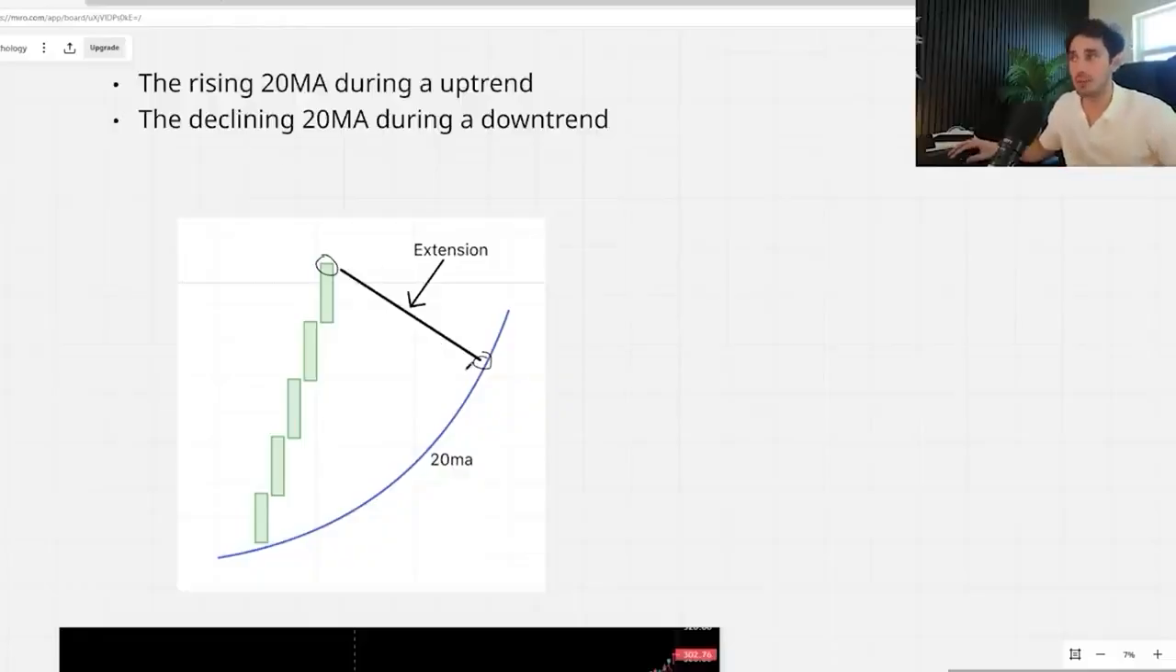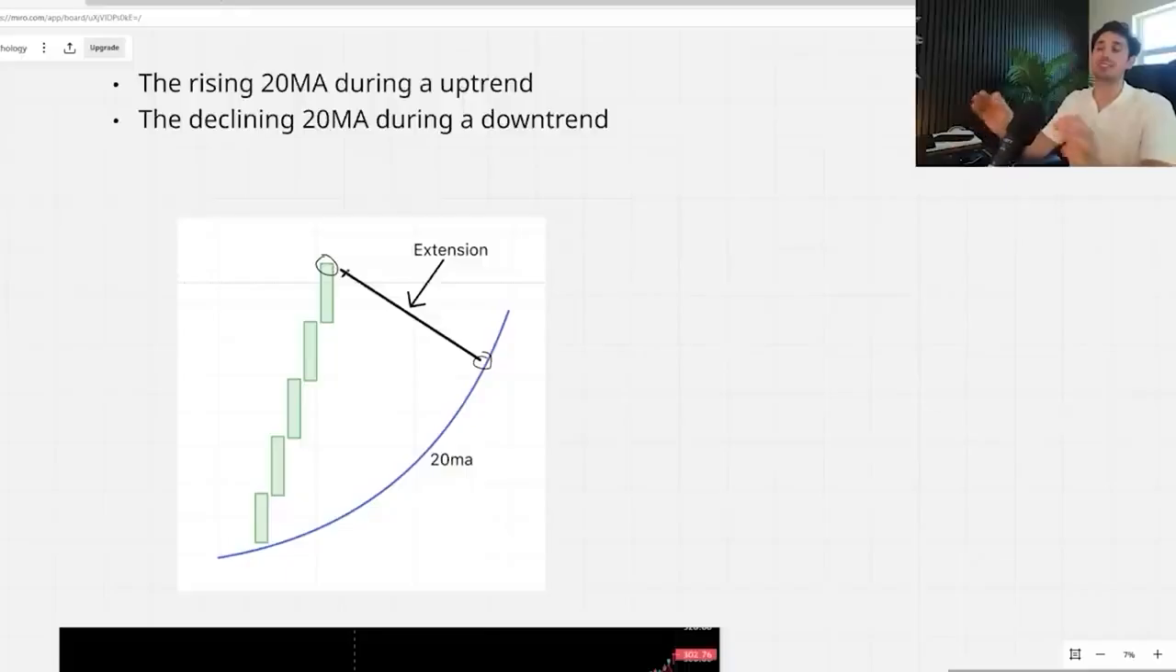We don't want to be buying or positioning ourselves when prices are extended. We want to be positioning ourselves when prices have corrected, when they're near the 20 MA. So you could use the 20 MA for that. You could use it for measuring how overbought or how oversold a stock or a crypto or Forex pair or whatever you're trading is, all right? And we ideally always want to be getting into it when it's near or at the 20 MA.